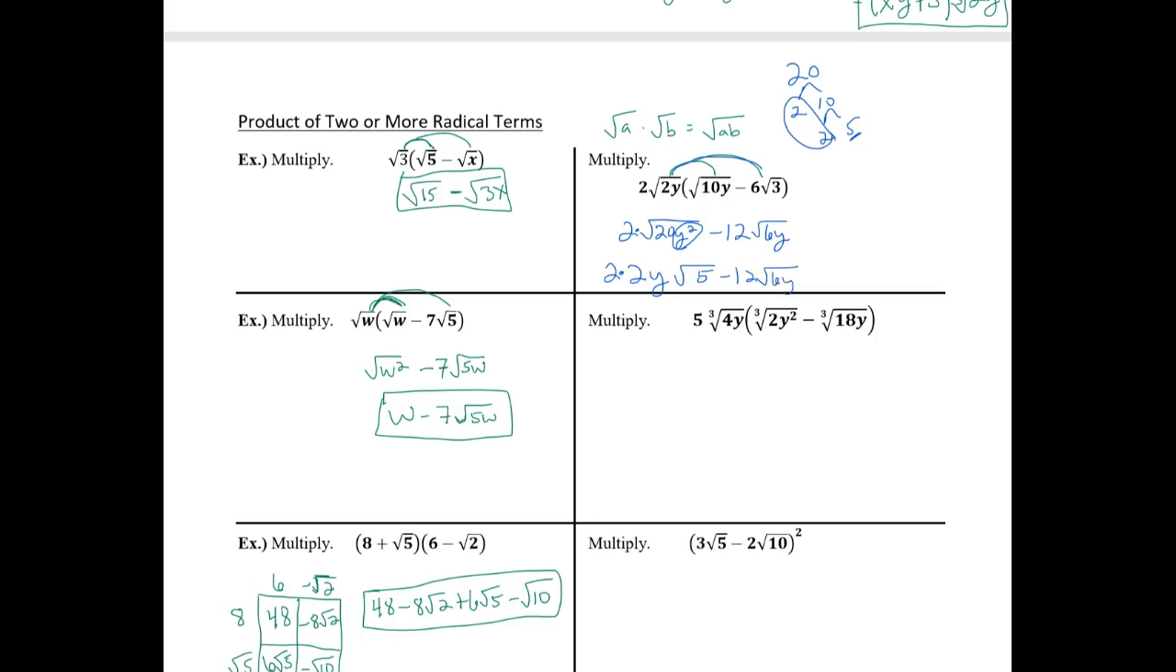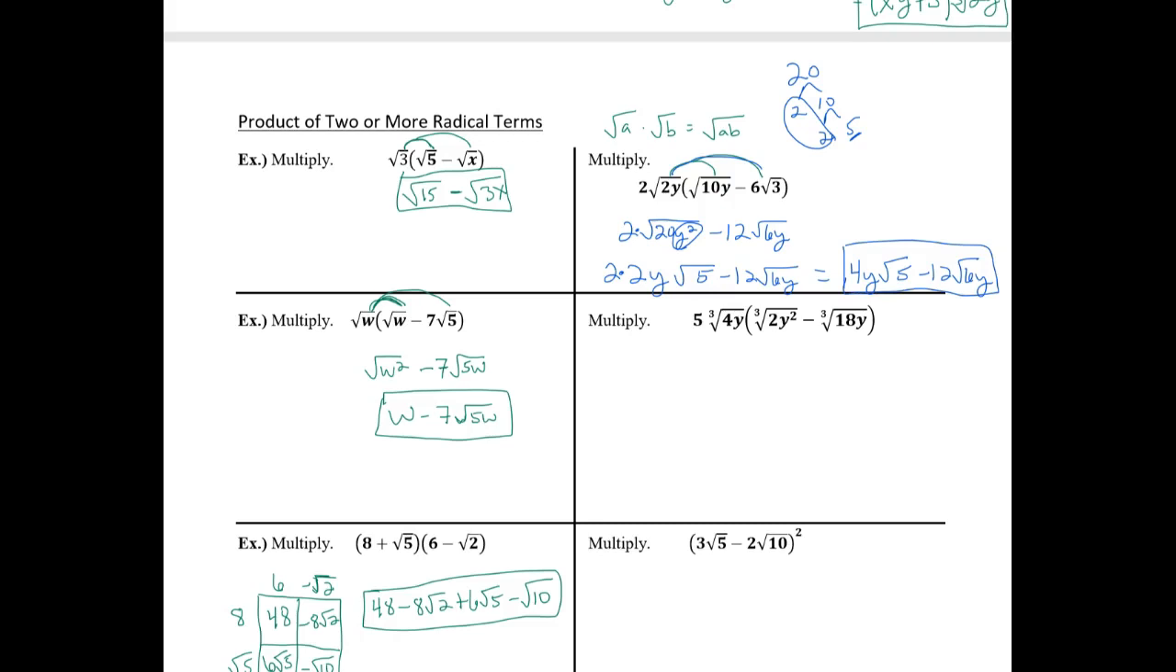And 6y cannot be simplified any further, so we end up with 4y square root of 5 minus 12 square root of 6y. And that's as far as we can go because there are no like radicals.